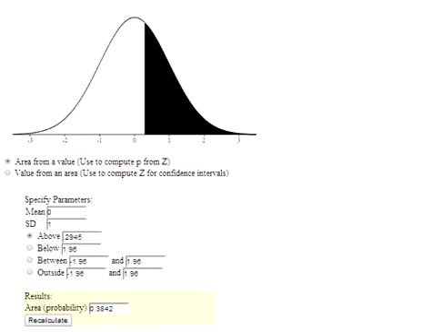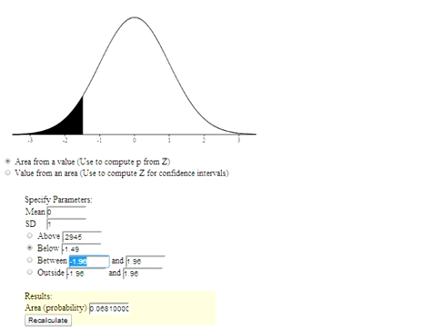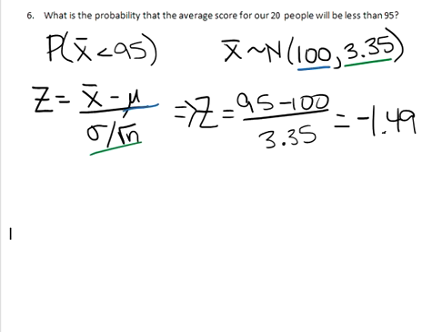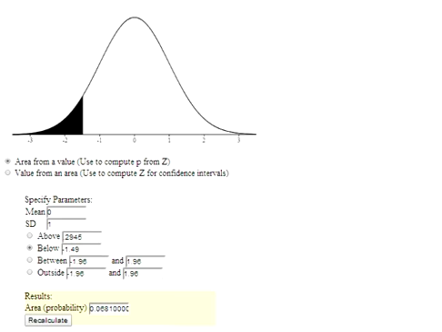Coming over to our z-table applet, again, since this is a z-score, we have a mean of 0 and a standard deviation of 1. We want to figure out the probability of being below negative 1.49. This gives us a probability of 0.0681. So again, the probability that z is less than negative 1.49, we went over to the applet and we found that this is equal to 0.0681.